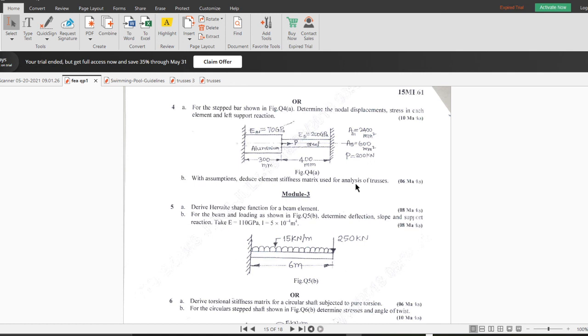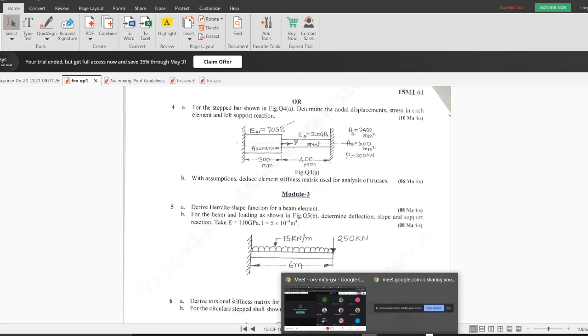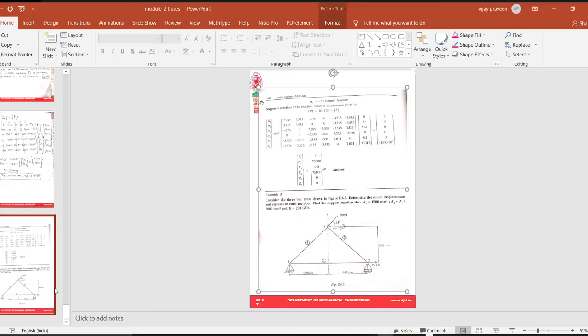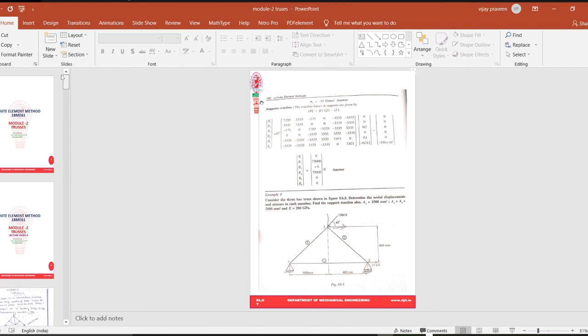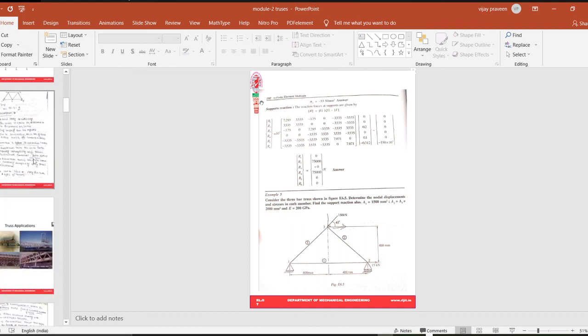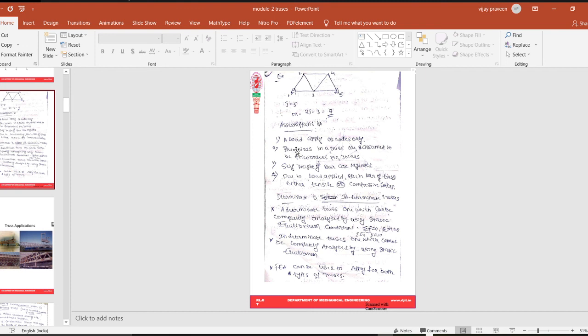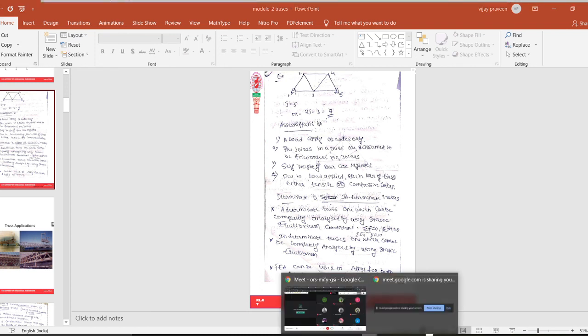I explained the assumptions. Do you know what the assumptions are? What assumptions are made in trusses to derive the stiffness matrix? Load is applied at the nodes only. The joints are frictionless. Self-weight is neglected, and the load applied on the bar may be either tensile or compressive. Got it?